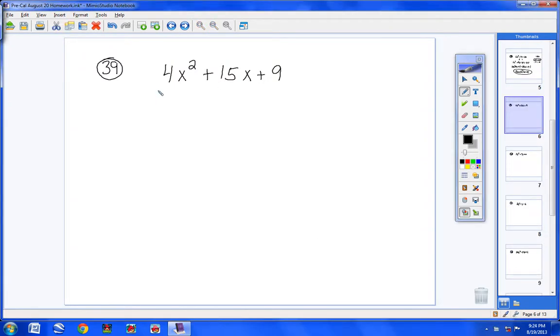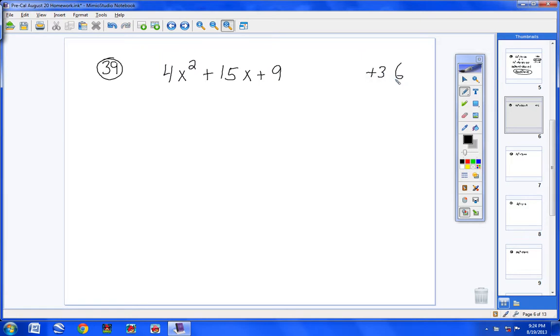Step 1 is always factor out the common factor. I have a 4, a 15, and a 9. No number goes into those numbers evenly. And notice every term does not have an x. And so I cannot factor out any common factors. So I notice my first term here has a lead coefficient of 4. I multiply that by 9. I put my product right over here. 4 times 9 is 36. So I put a positive 36.